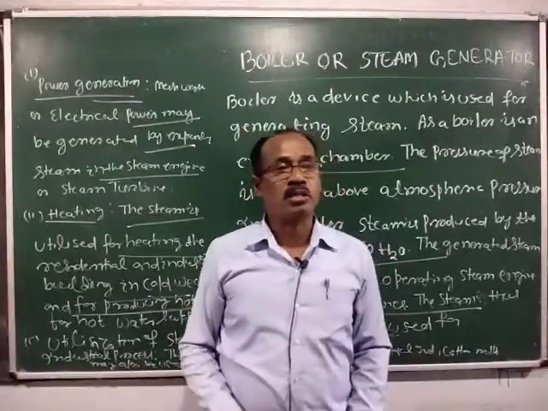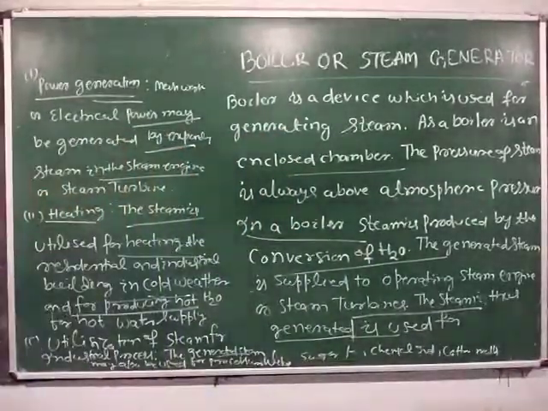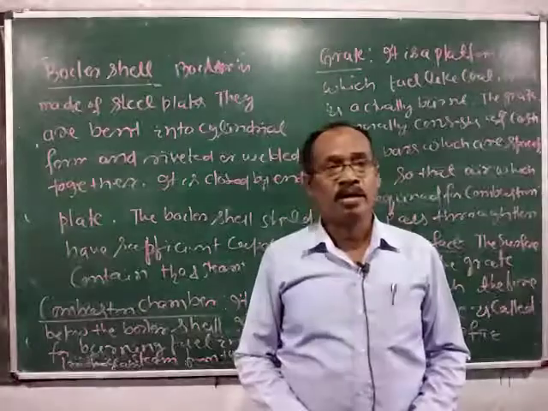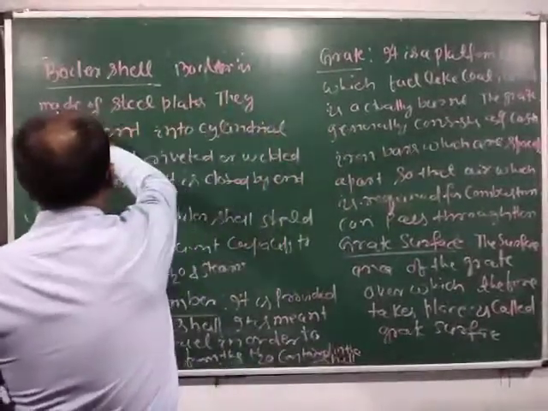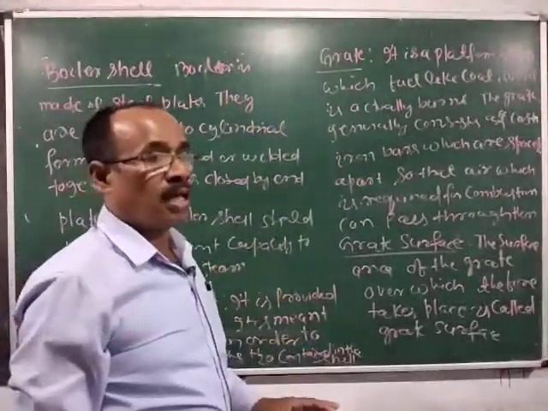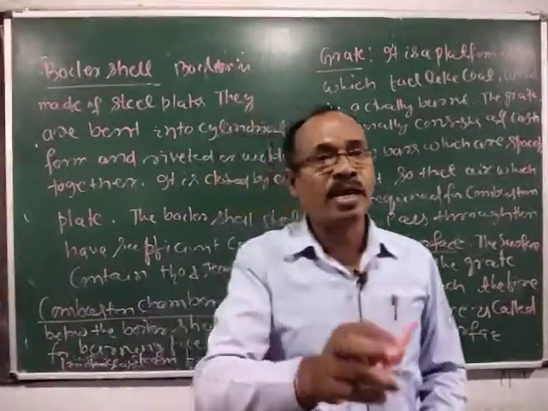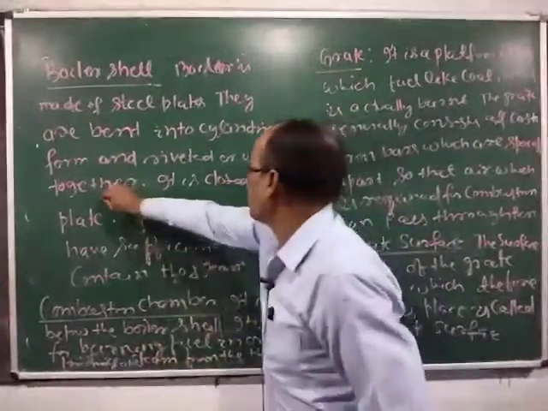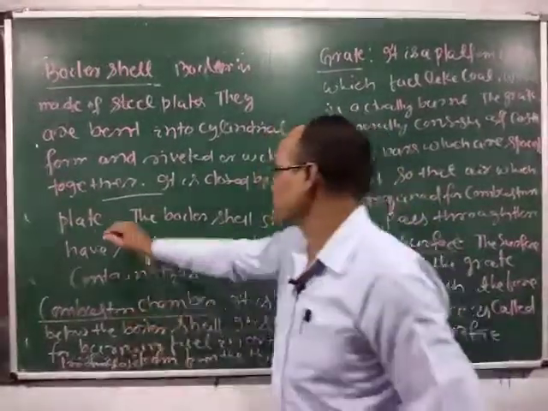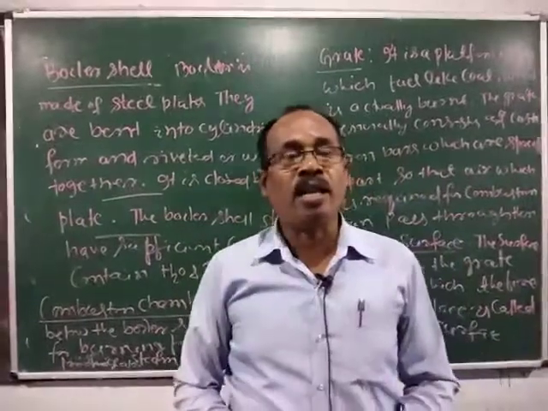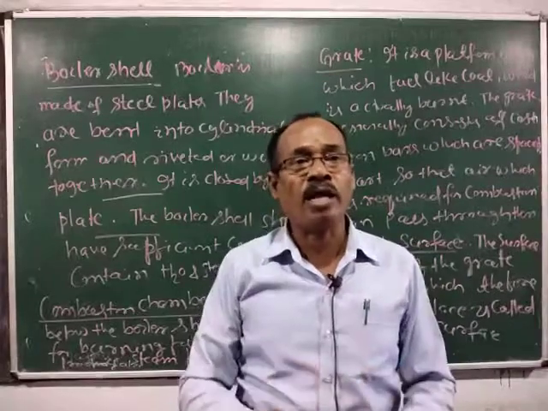Now, I will discuss the important terms used in a steam boiler. Now, I will discuss what is boiler shell. A boiler is made of steel plates. They are bent into cylindrical form and riveted or welded together. It is closed by two end plates. The boiler shell should have sufficient capacity to contain water and steam.